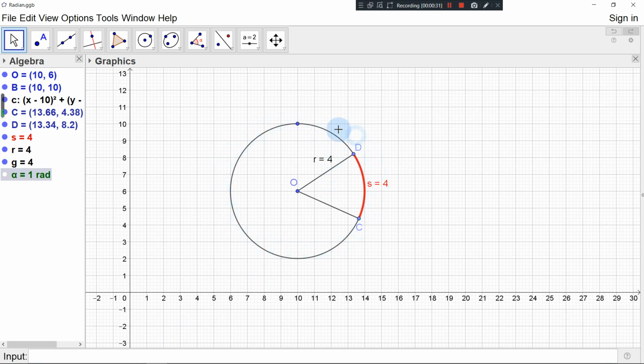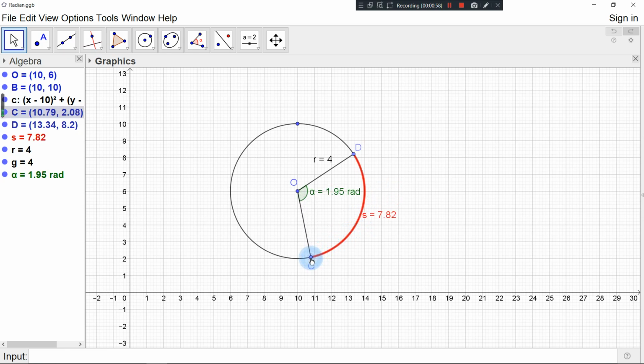Now let's look at this one. I have a circle over here. The radius is 4 units. The arc length is equal to 4 units as well. When the arc length is equal to the radius, the angle subtended at the center here will be equal to 1 radian. So if I make the arc length longer, which is 2 times of this, what will happen?